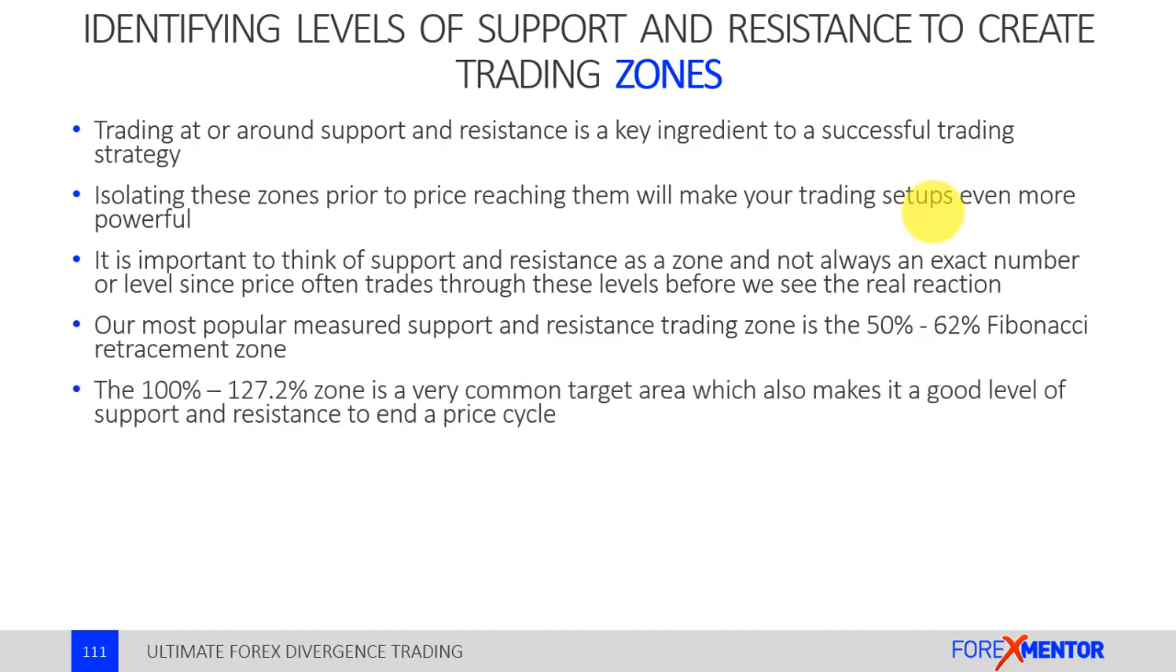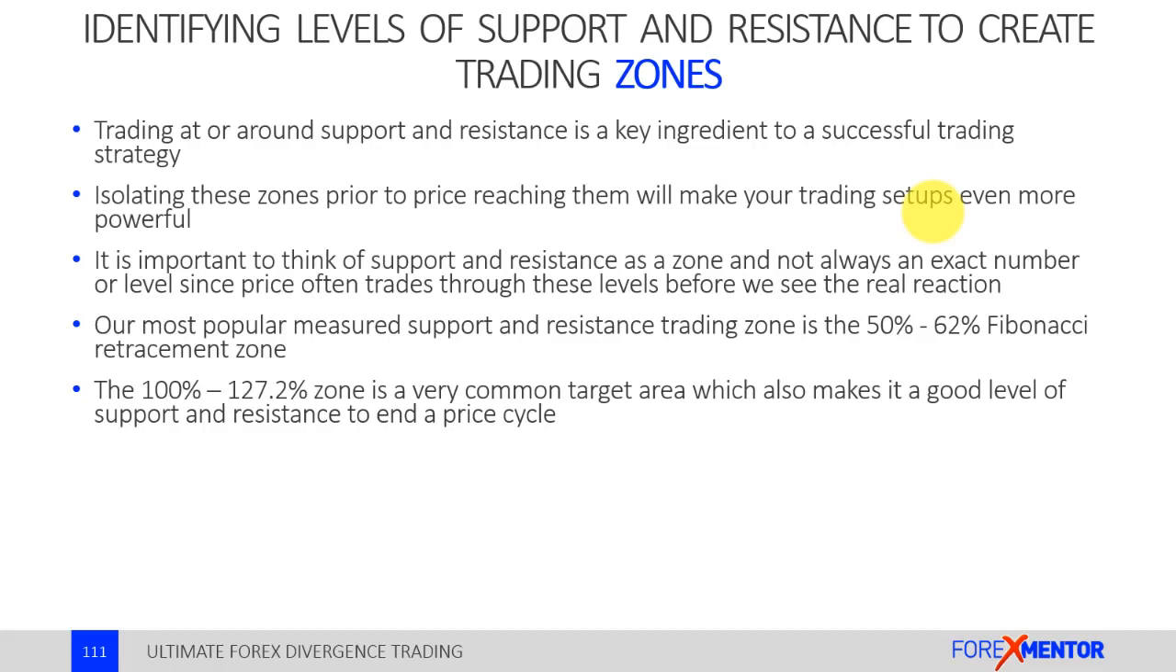Also, the 100% to 127.2%, or how you'll often hear me refer to that as equal legs in 127 zone, is a very common target area, which also makes it a good level of support and resistance to end a price cycle.